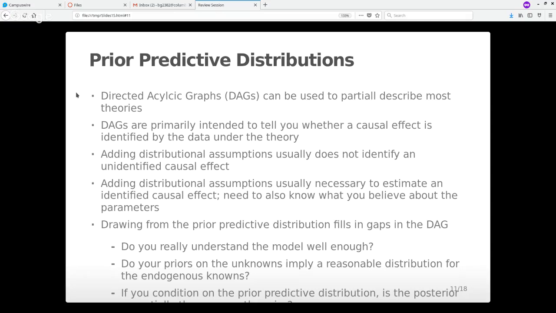Anyway, once you get in the habit of drawing from the prior predictive distribution, you'll be astonished at how unreasonable your priors start off being a lot of the time. But you can tweak things and adjust it so that you get a reasonable prior predictive distribution.